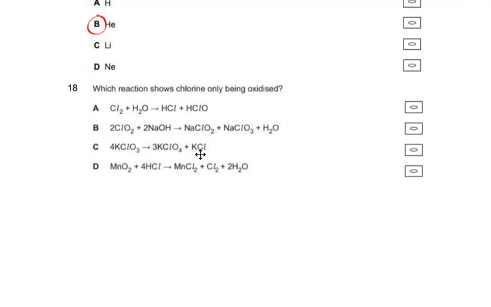18 is asking about oxidation and reduction again. There's no quick way to do this really. You have to work out the oxidation numbers of the chlorine in the different species. 3 of the reactions are disproportionation reactions, where part of the chlorine is oxidized and part reduced. The only reaction in which chlorine is only oxidized is D. I've written the oxidation numbers above the chlorine in the different equations.